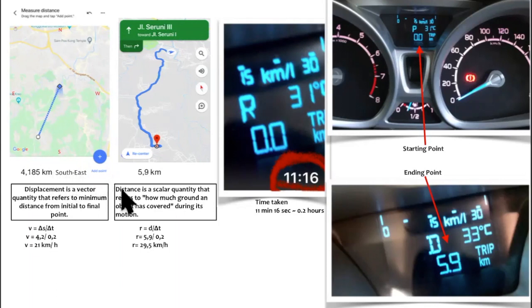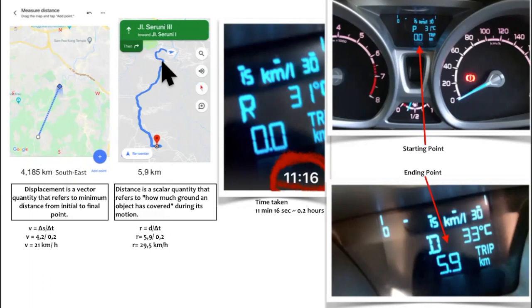Distance is a scalar quantity that refers to how much ground an object has covered during its motion. So my car has covered this much ground during this motion. So this is the total distance traveled.